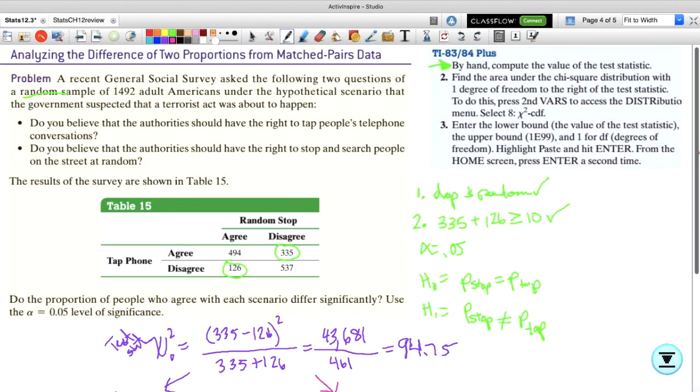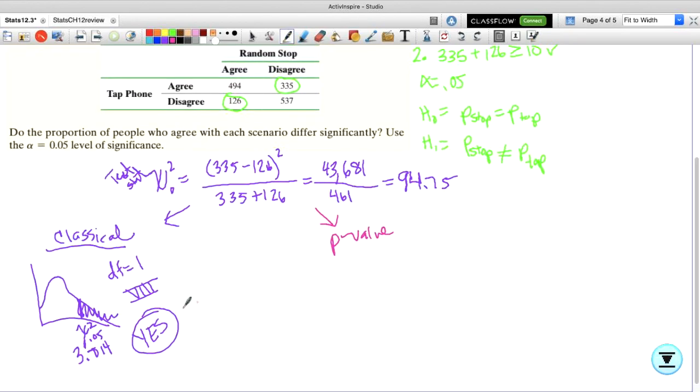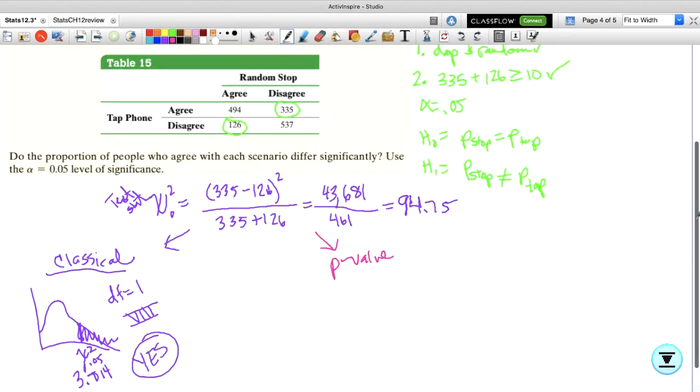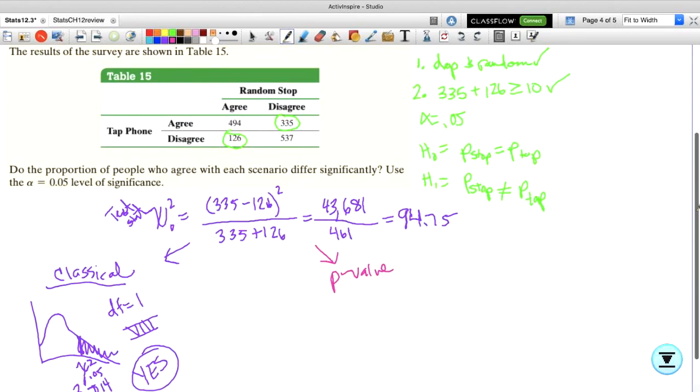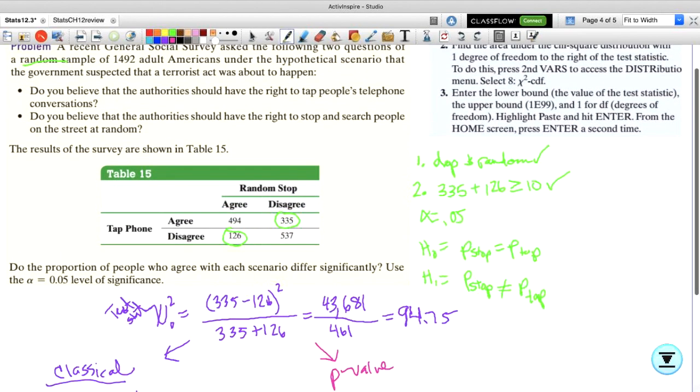One thing we haven't talked a lot about is that the p-value is actually the area under the chi-square distribution to the right of the test statistic. So if we found the chi-squared of 94.75, not 0.05, the area underneath is your p-value. We've really just used the p-value and compared it over and over again. We haven't done a lot of that graphing piece, so I'm still not going to make you do it.